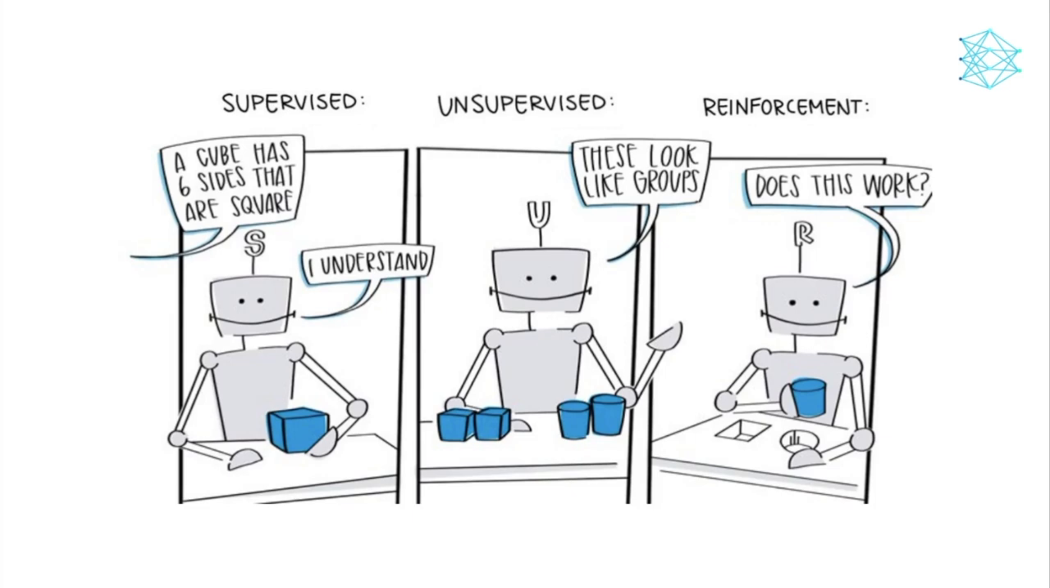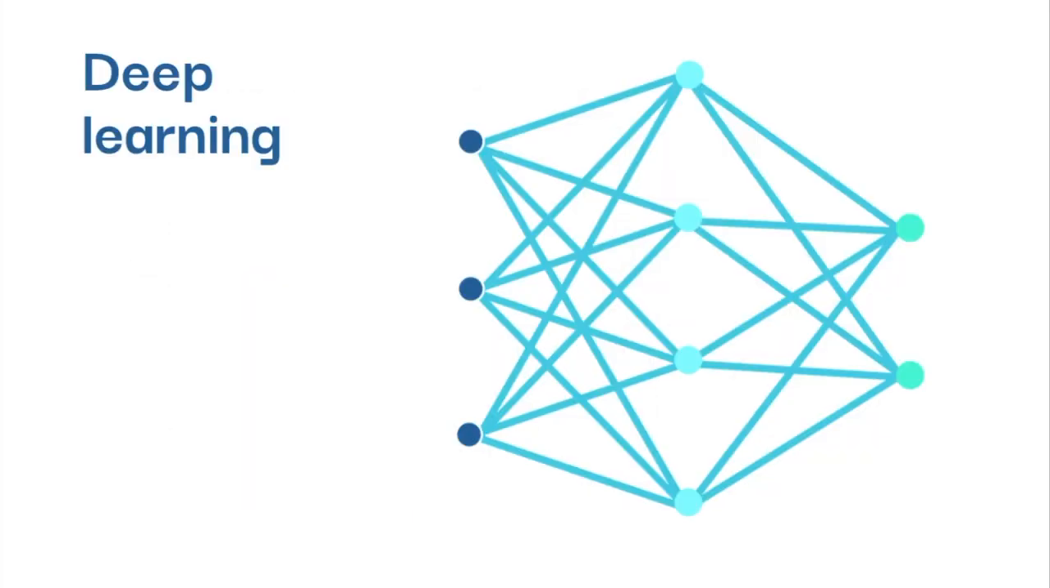And in reinforcement learning, it will learn by trial and error. So in this example, the robot's holding a cylinder. It will then put it into the cylinder hole or the square hole, and if it does it correctly, it will get a reward. If it does it incorrectly, it will get a penalty.